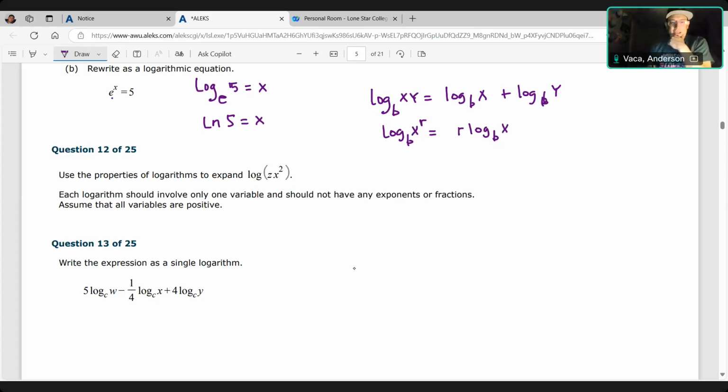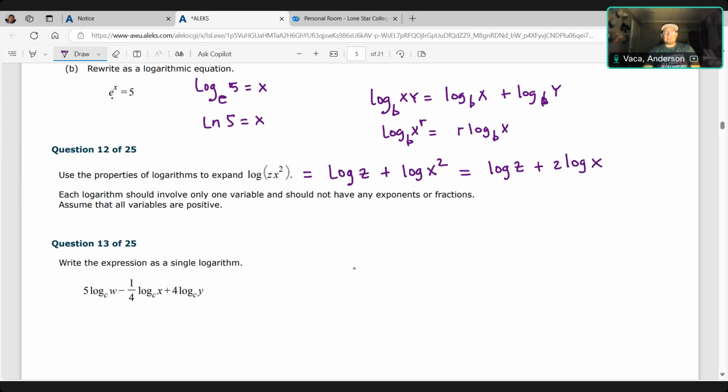So let's see how we can expand this. I clearly see a multiplication in the argument, so we can write that as the logarithm of z plus the logarithm of x squared. And then this we can rewrite as the logarithm base 10 of z plus 2 times the logarithm base 10 of x. Notice that I'm saying base 10 because if we don't see a base, the base must be 10. All righty then.